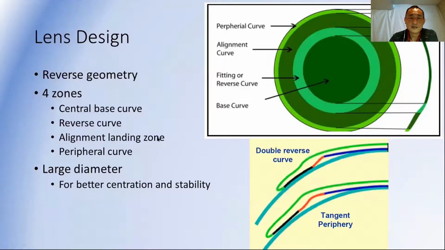The landing zone can be a flat zone, like in the Paragon designs, or it can be actual curves, and there tends to be 2 curves in this zone for most of the other designs. They tend to have large diameters, typically between 10.5 and 11 millimeters. Can be a little smaller, a little bigger if the patient's cornea is smaller or larger than that.